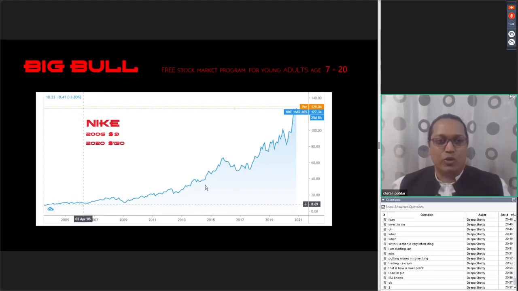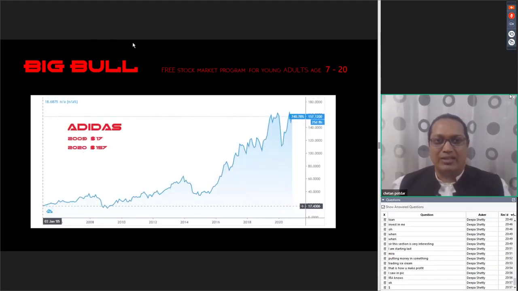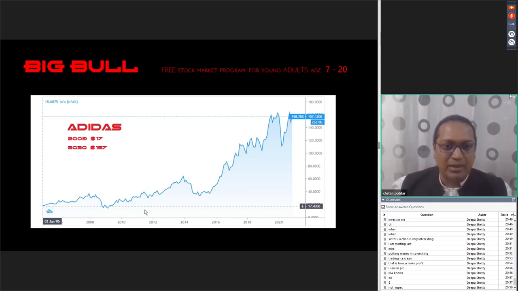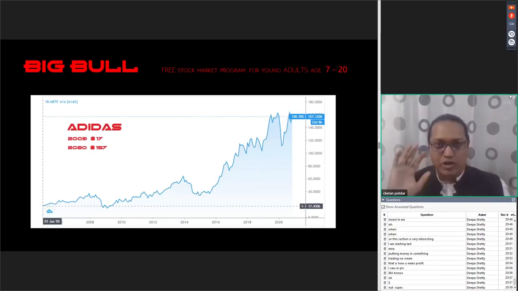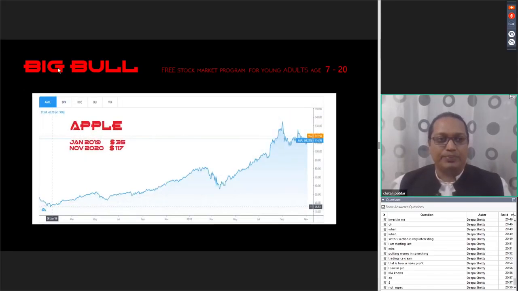Okay. So this is the stock of Nike. This is the stock of Adidas. All of us like Yeezys, all of us like Adidas. The stock of Adidas in 2009 was 17 rupees. Today it is 157 rupees, which means in 11 years, the stock of Adidas has gone up 10 times. So in 11 years, with the same amount of money, you would have been able to buy 11 extra pairs of Adidas shoes.